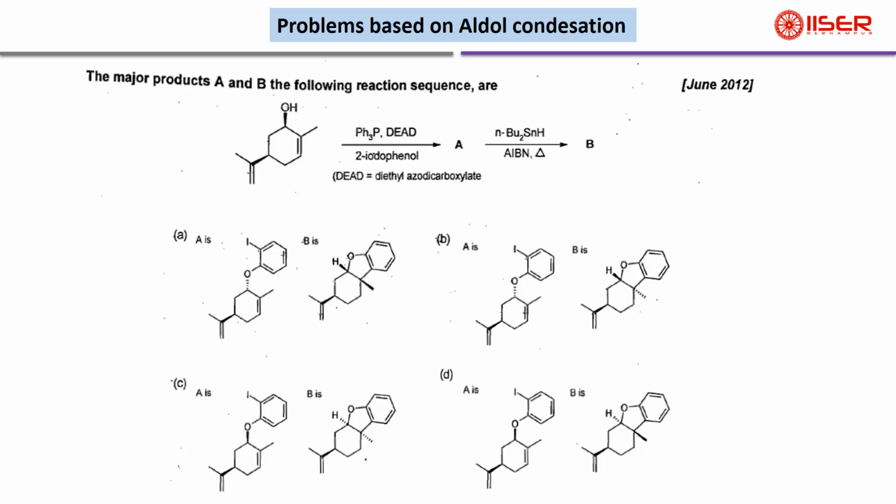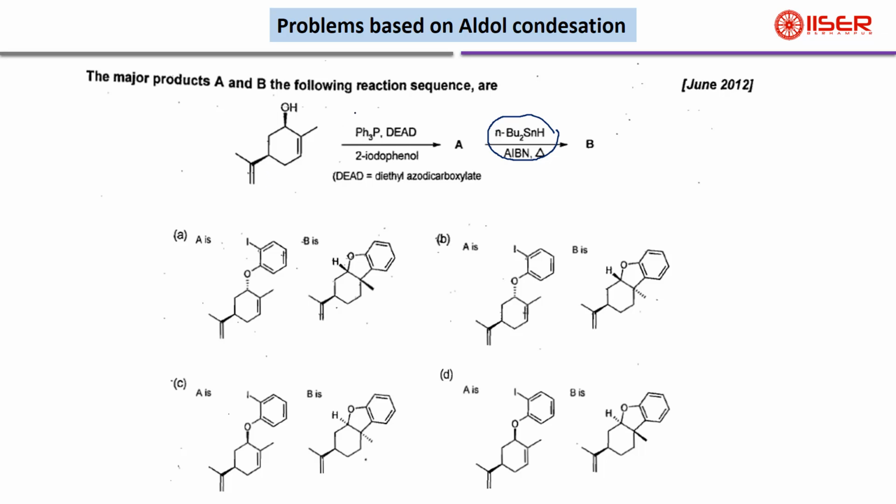In this case, in the first step they have given PPh3, DAD and 2-iodophenol. From the reagents and the substrate, you can get an idea that this is a Mitsunobu reaction. Whenever there is an alcohol and this combination is given, always think about the Mitsunobu reaction. Then they got A, and then they have given a new reagent for you. I will try to discuss this one in the next class. And they got B.